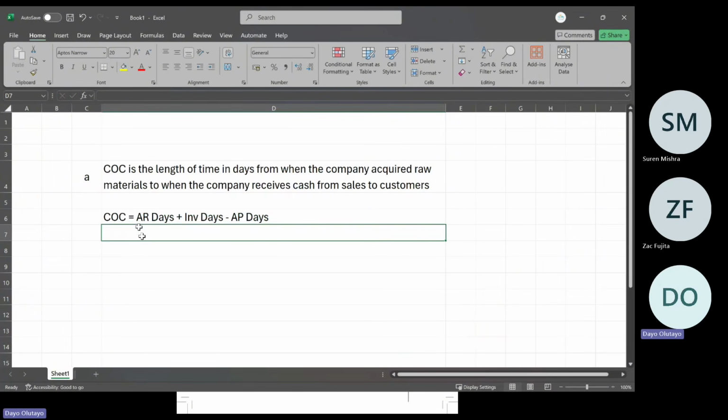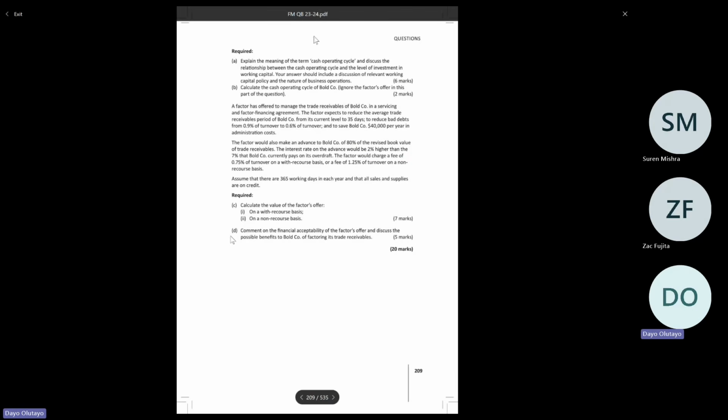And it's also good to just put that last line to say, the shorter the cash operating cycle, the better. In exam, please don't use short COC the way I'm putting in an AR. It's better to write everything in full. Okay, so that's the first part of the definition, which is first part of the question. The second part of the question, I'll say, discuss the relationship between cash operating cycle and the level of investment in working capital. And your answer has to include the working capital policies and nature of business operation.